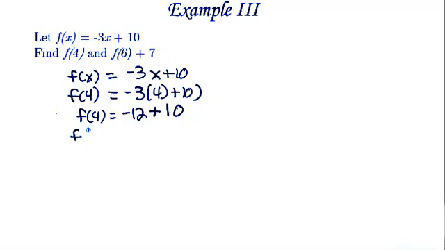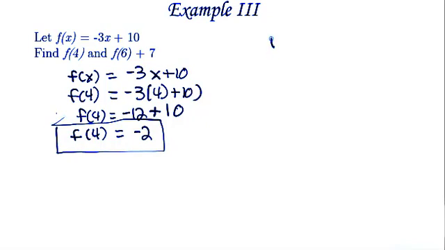So f of 4 equals -2. The second one is a little bit more complicated. This is asking me to find f of 6 plus 7. First, I need to find f of 6.